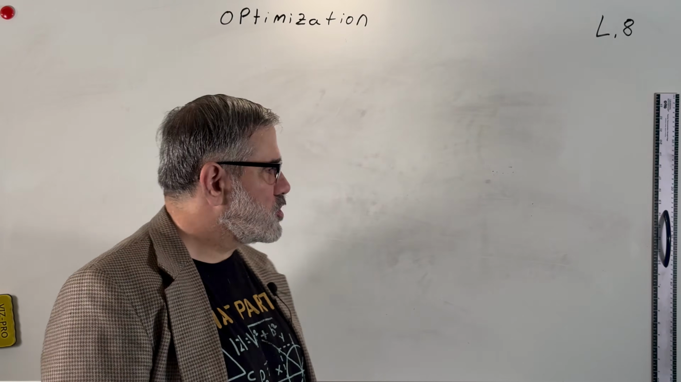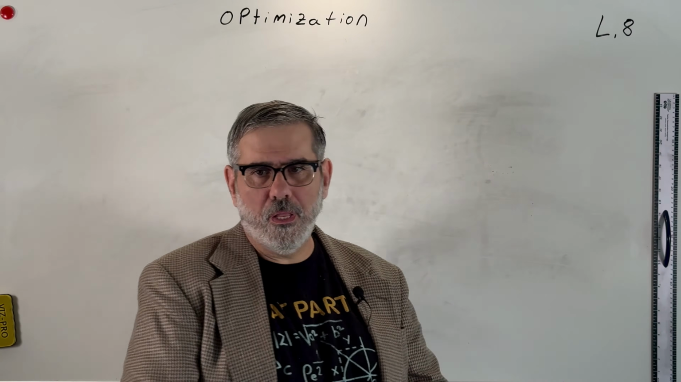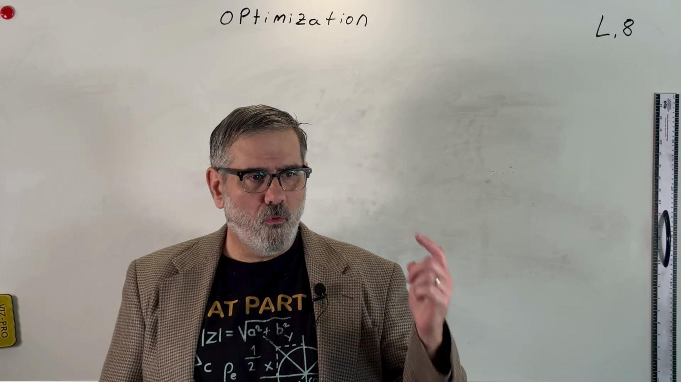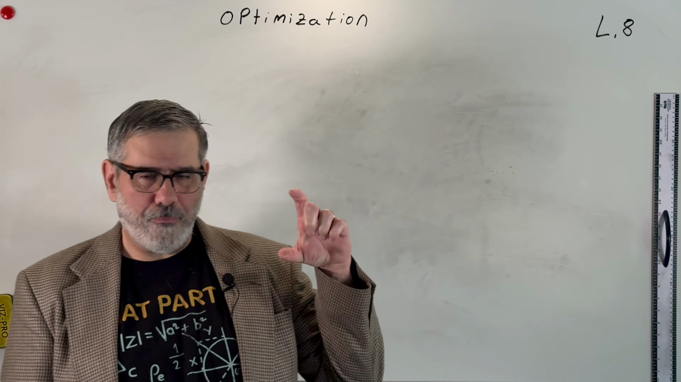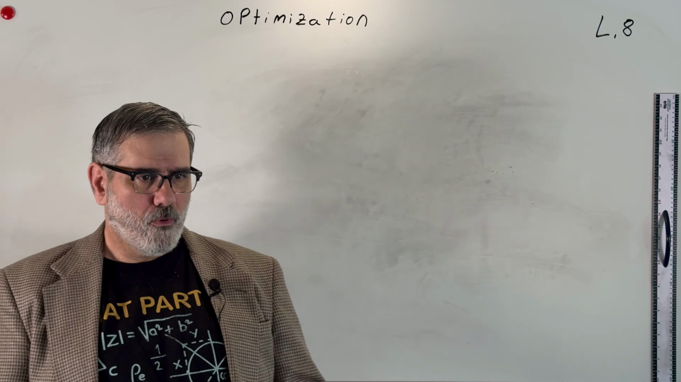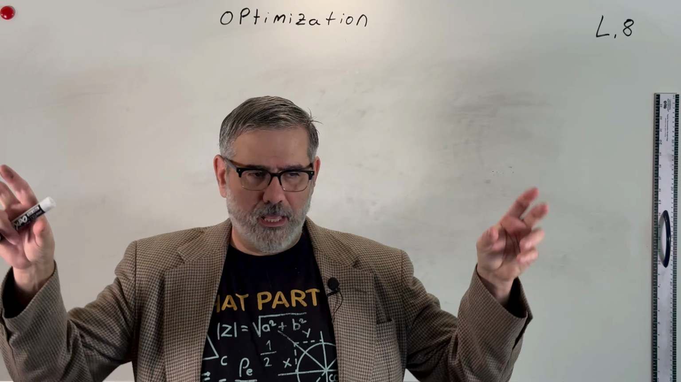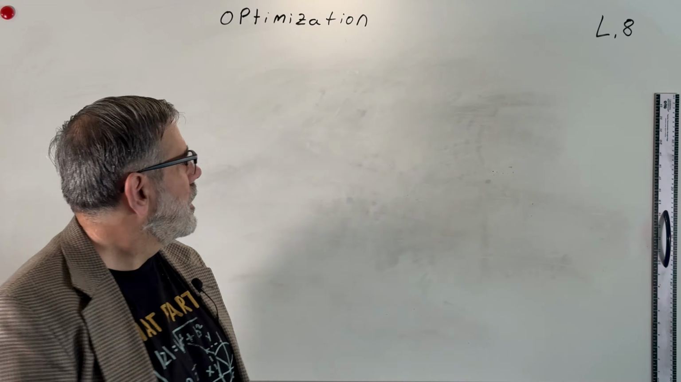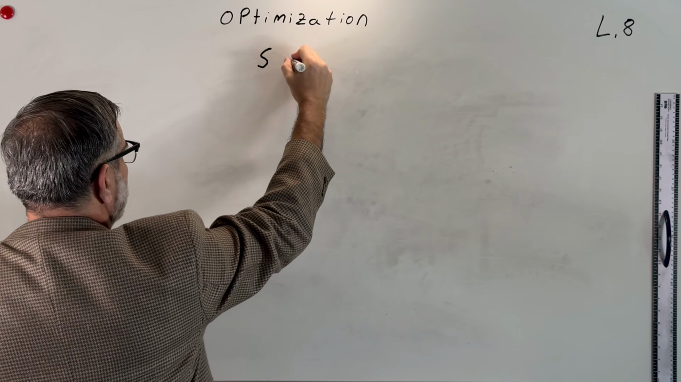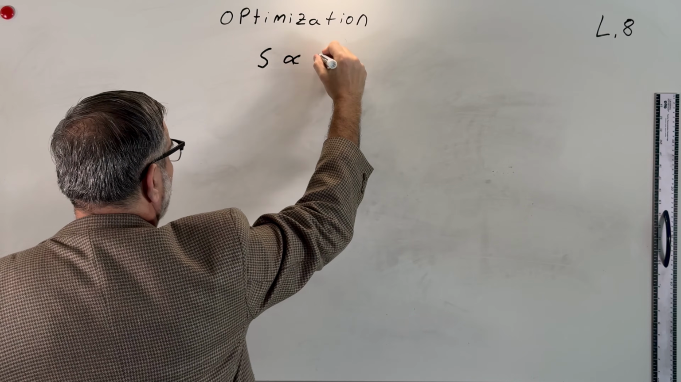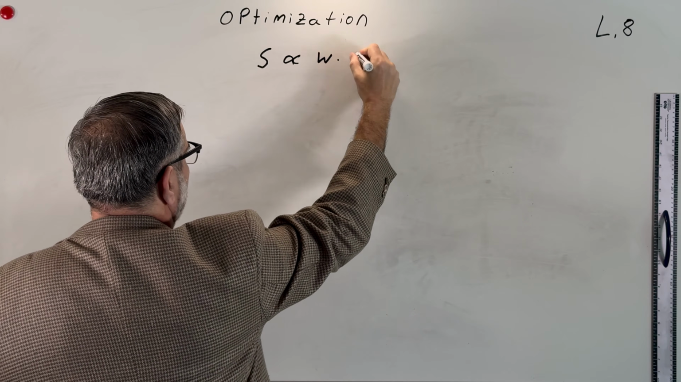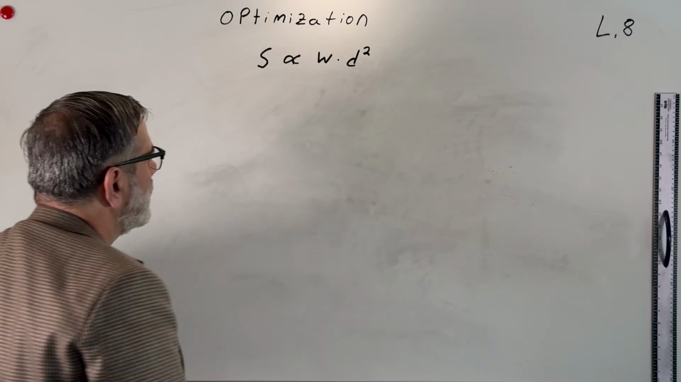So it turns out that the strength of a beam of wood is proportional to the width times the square of the depth. The depth is the dimension that we're going to be doing the bending in. That's the important one. The strength of a beam is proportional to the width times the depth squared.